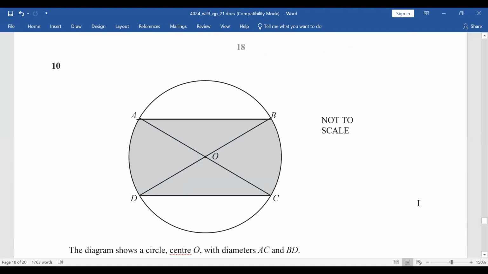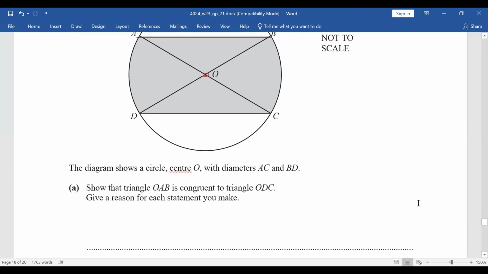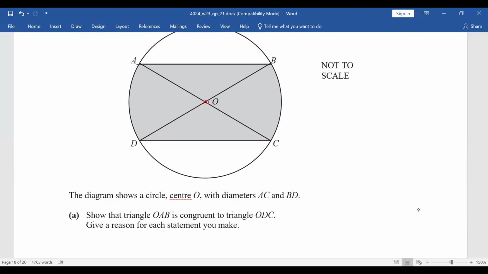Next question, number 10. The diagram shows a circle, center O, with diameters AC and BD. Okay, AC and BD are the diameters, so O is the center. Show that triangle OAB is congruent to triangle ODC. Okay, give a reason for each statement you make. Very good. So we can see that AC and BD are the diameters.